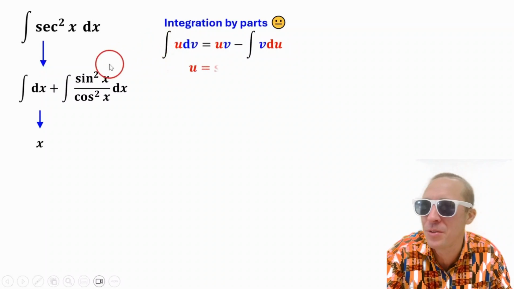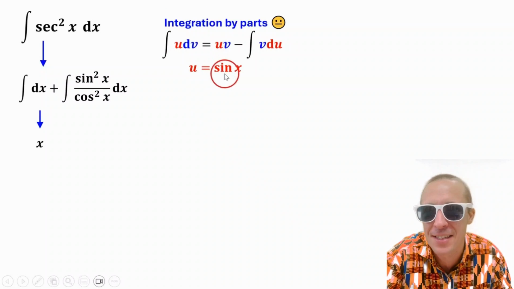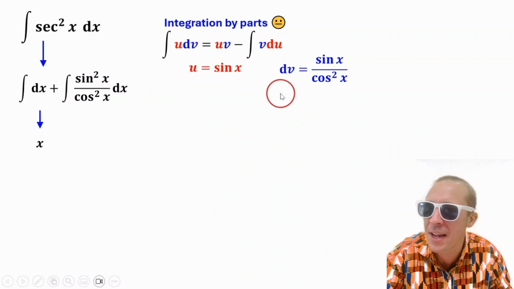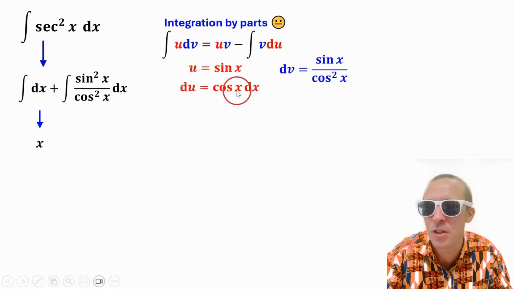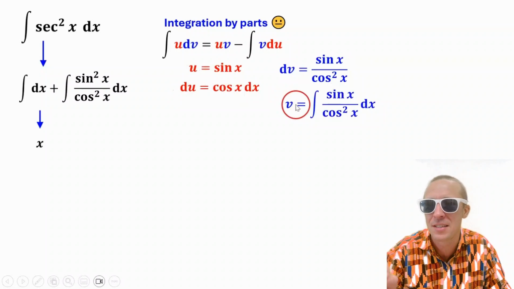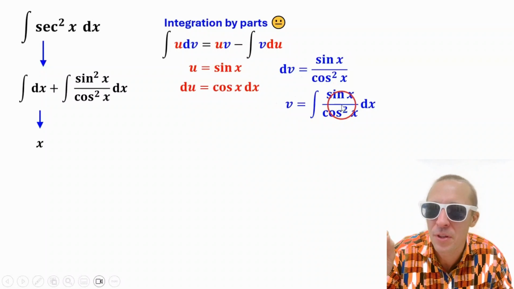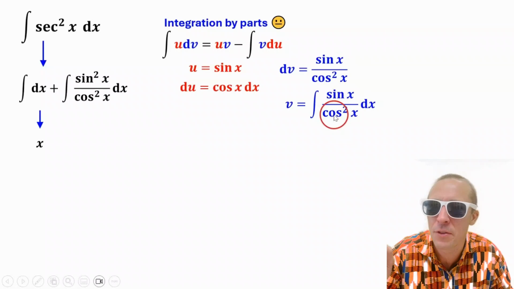So what we're going to use is set u equal to sine of x, and we'll set dv equal to sine x over cos squared x. And if we take the derivative to get du, that's cos x, and then integrate. The integral of dv is v. The integral of this stuff, if we look at it, you see the derivative of cos is sine.